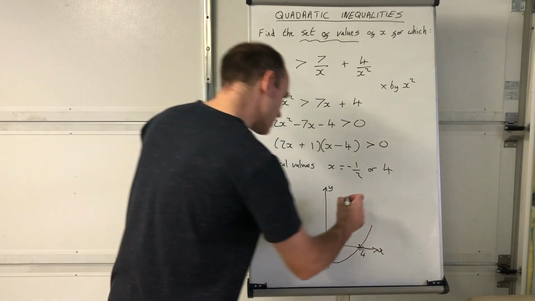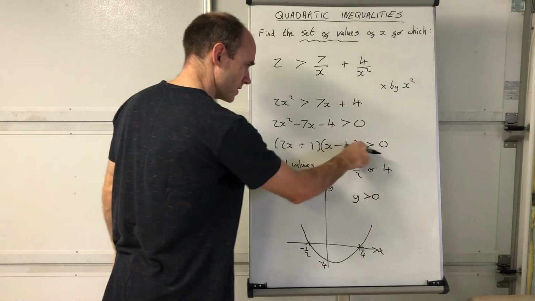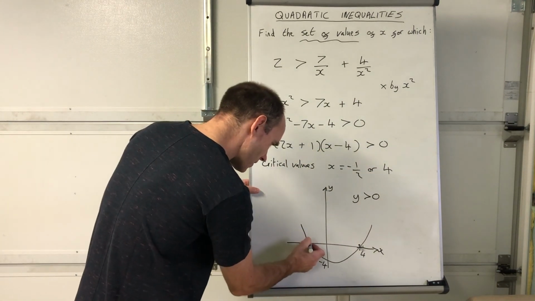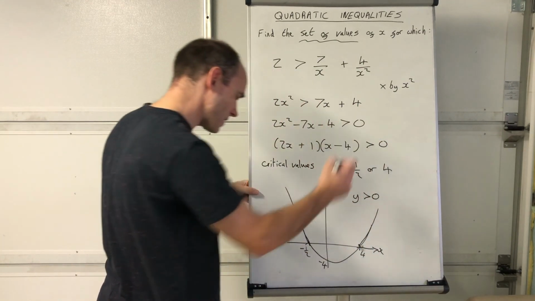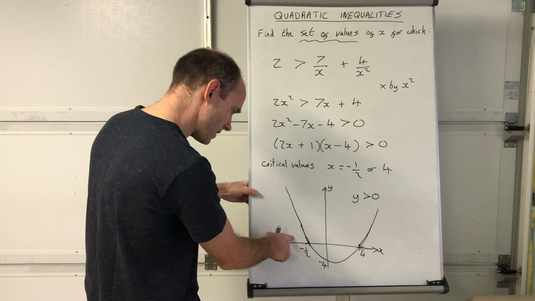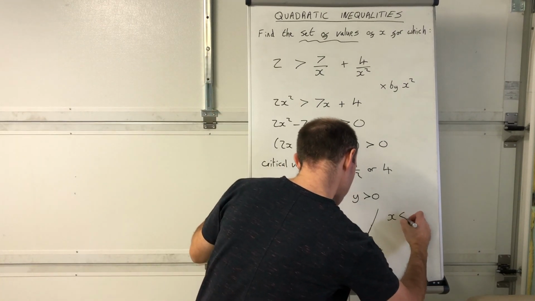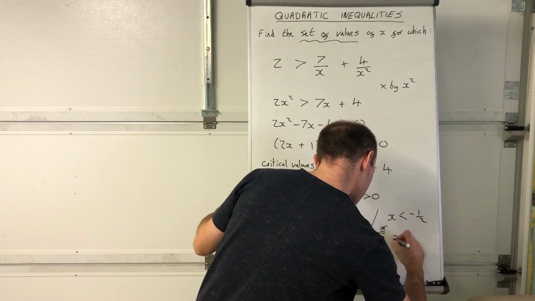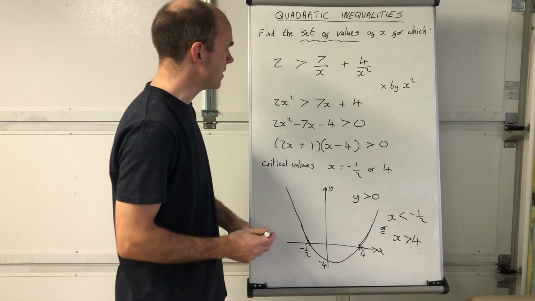And I'm looking at whenever y is greater than 0, because that is greater than 0. So two possibilities. Either this bit there, because that's above the x-axis, or this bit there, because it's above the x-axis. So it's either going to be x is less than -½ or x is greater than 4. I can just squeeze it in here. x is less than -½ or x is greater than 4. And those are my two possibilities there.